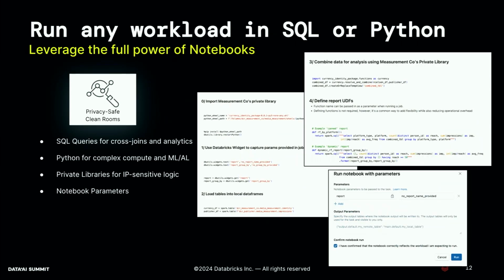And leveraging the full power of notebooks and libraries, you can run arbitrary compute in clean rooms. You can run SQL queries for cross-joins and analytics. You can use Python for machine learning and AI workloads. And we already talked about the private libraries that you can use to protect your IP-sensitive code. And you can use notebook parameters to run different scenarios without changing the main code.